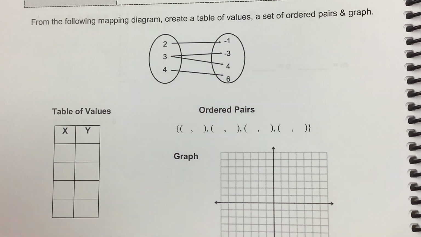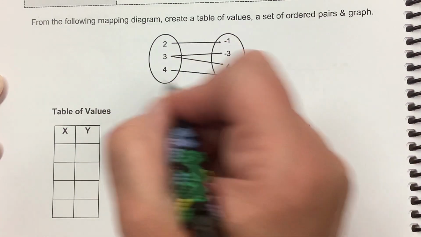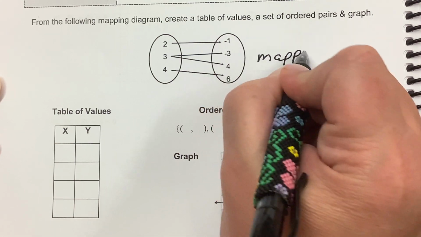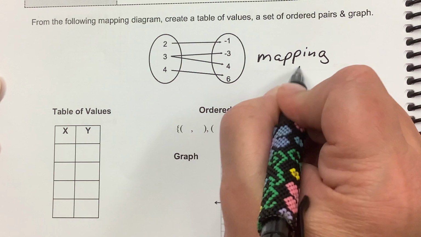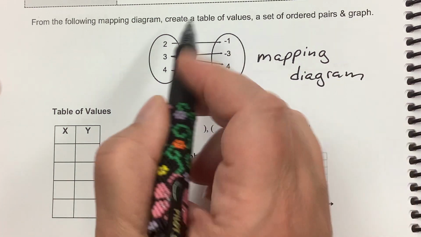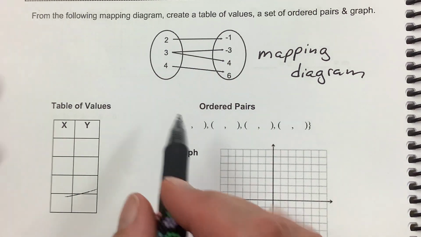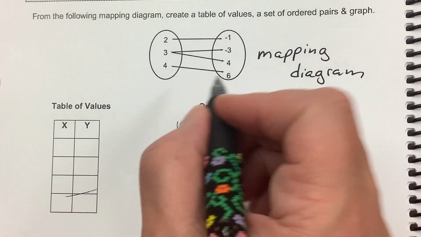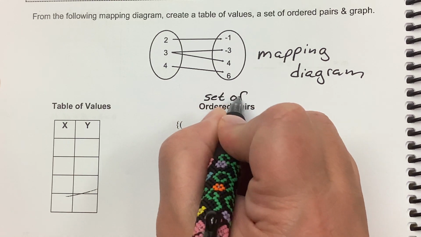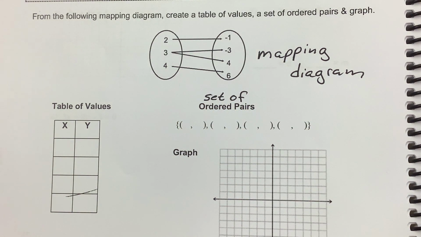All right, let us chat a little bit about the following mapping diagram, that's what this is called. This is a mapping diagram. We're going to create a table of values, a set of ordered pairs, and a graph.